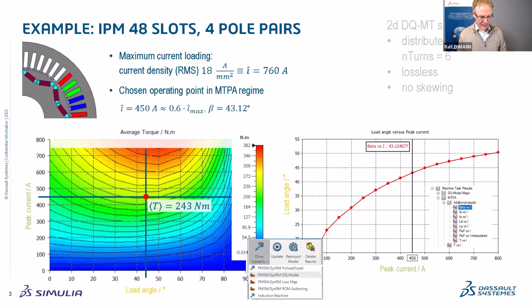Okay, this means 450 ampere, beta of roughly 43 degree. This is what we are dealing with in the rest of the presentation. And the results we see here come from machine task, a DQ model generation, which creates this nonlinear map. You get the information what load angle you have to set, and from this one you can derive what I just said. And here, pure 2D, distributed coils, no losses, no skewing, nothing fancy.